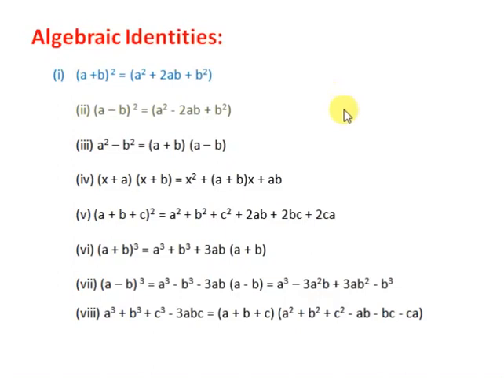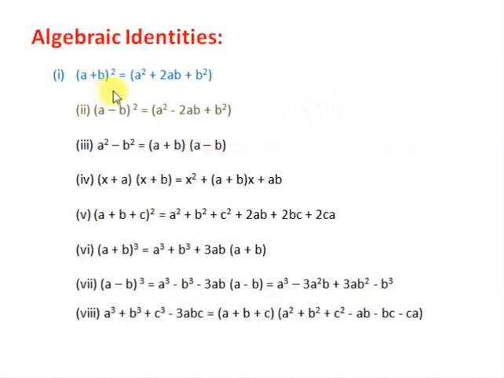Here are the algebraic identities written, which have to be carefully observed and thoroughly memorized. They should be remembered forever, till you study mathematics. These identities are going to be in use. So write them many times if you are struggling to remember. The only way to remember these identities is to write them as many times as possible. Now let us see the first identity.